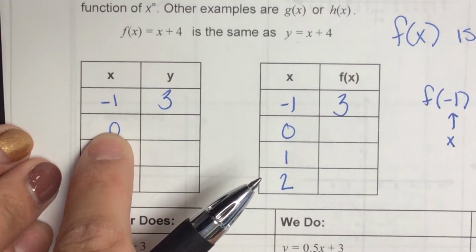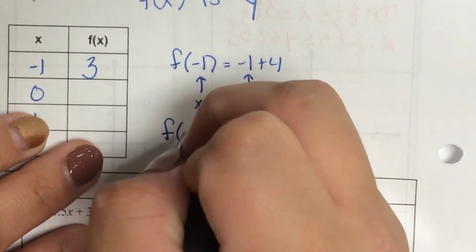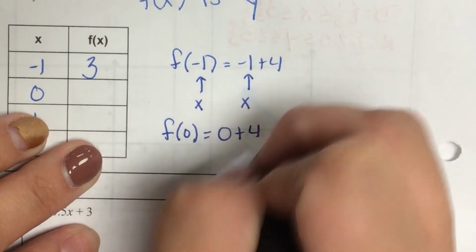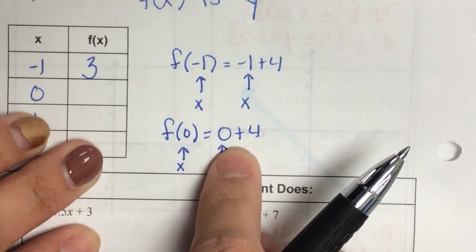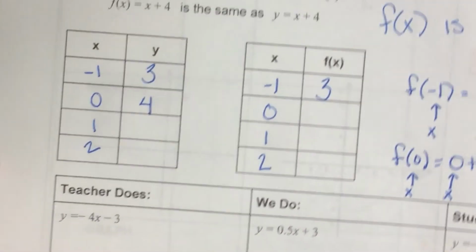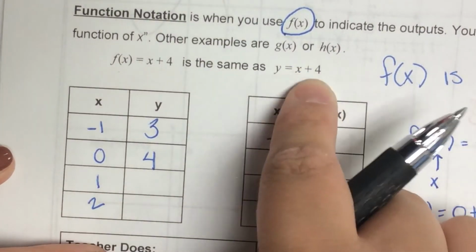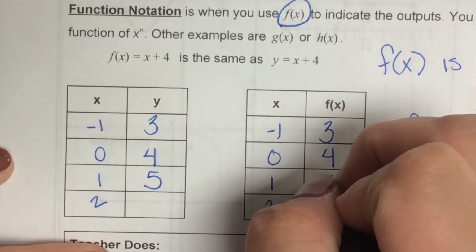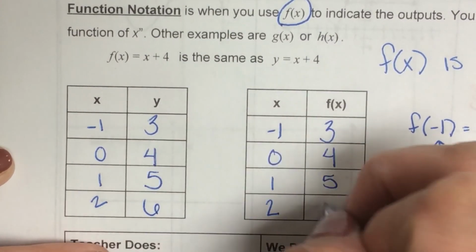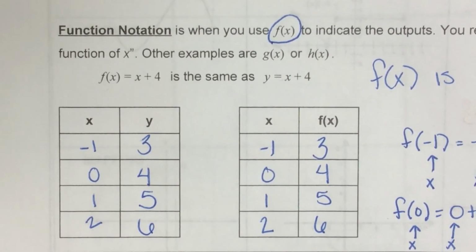If I plug 0 in, I have 0 plus 4, so I have 4. And if I were to write it in f of x notation, see I replaced x with 0, the answer is still 4. 0 plus 4 is 4. So that didn't change. If I plug in 1, I'd have 1 plus 4, I get 5. In f of x notation, I'd get 5 again. Okay, so nothing crazy. If I plugged in 2, I'd get 6 in both cases. So that's the notation. I want you to be familiar with that.